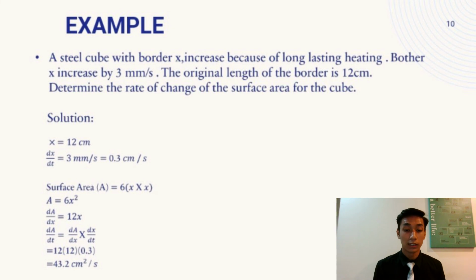After we got all the answers, we can put them in the formula. The formula is dA over dt equals dA over dx times dx over dt. dA over dx is 12x, so we replace x with 12 centimeter, and dx over dt is 0.3. So we got 43.2 centimeter squared per second.